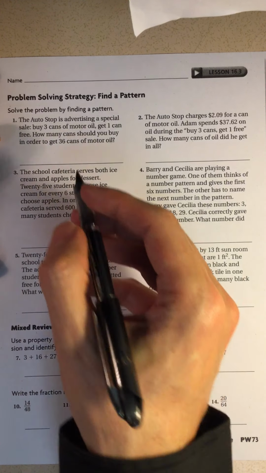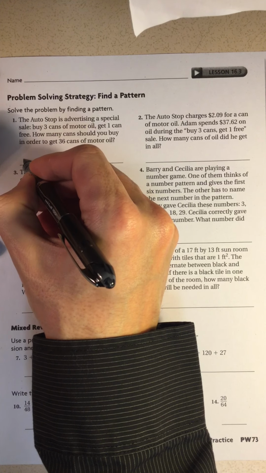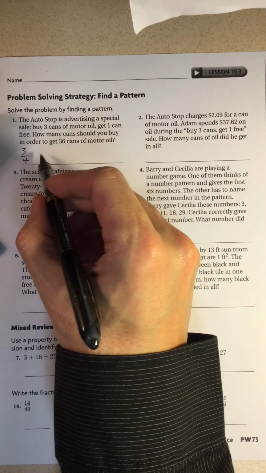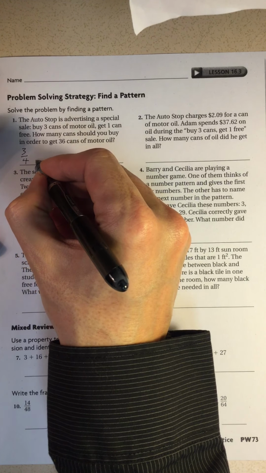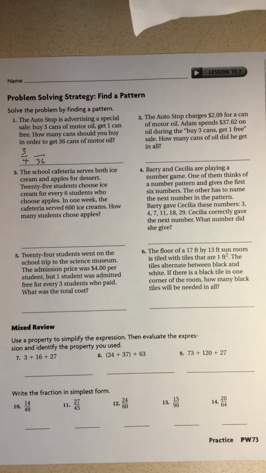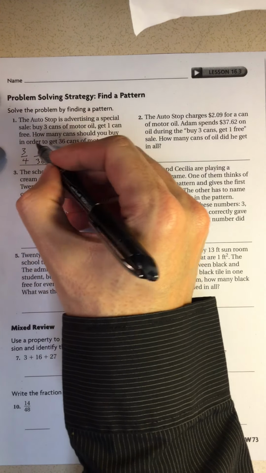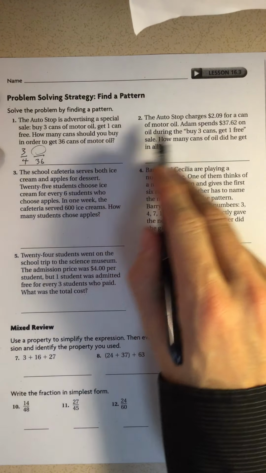So, let me see. In order to get 4 cans, you have to buy 3. So, if you want 36 cans, how many do you need to buy? Well, 3 times 36 divided by 4, and that's how you're going to get your answer. Cross multiply. So I'll let you figure that out.